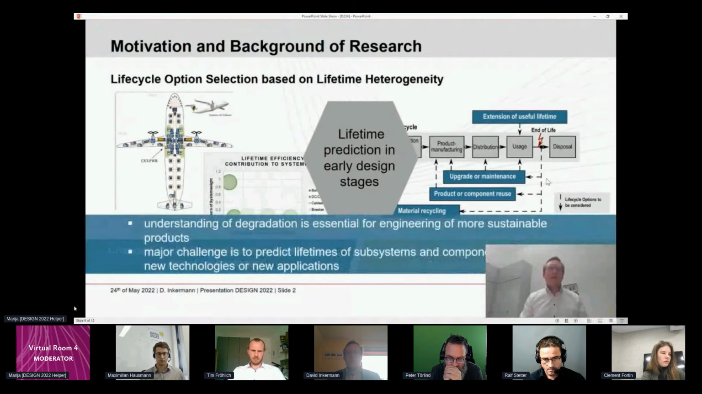This results in the need to have a sound understanding of degradation for each component, and on the other hand, we are facing the challenge that we have to predict the lifetime by taking into account new technologies and also new applications where very limited information is available about the specific degradation models.